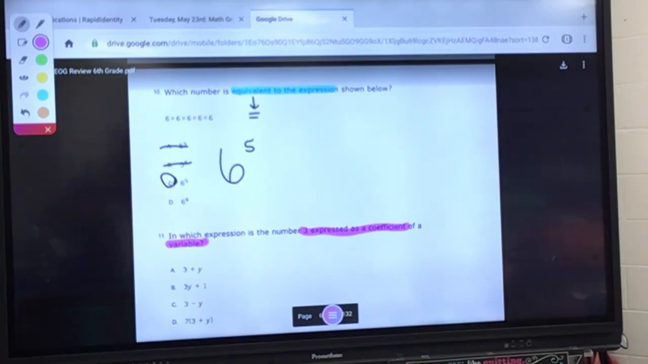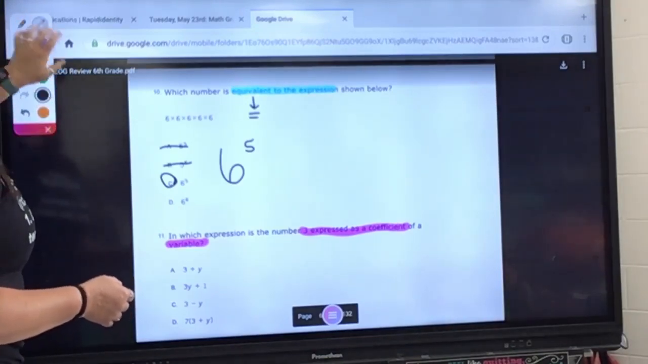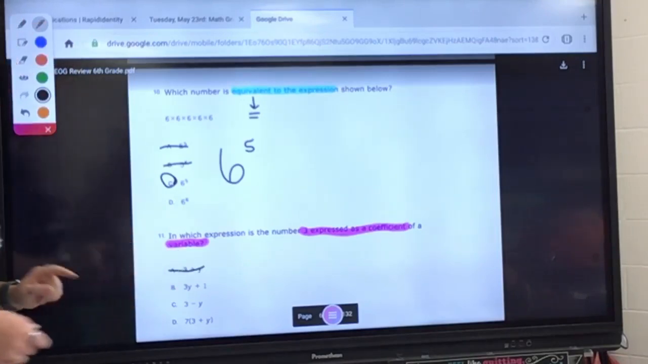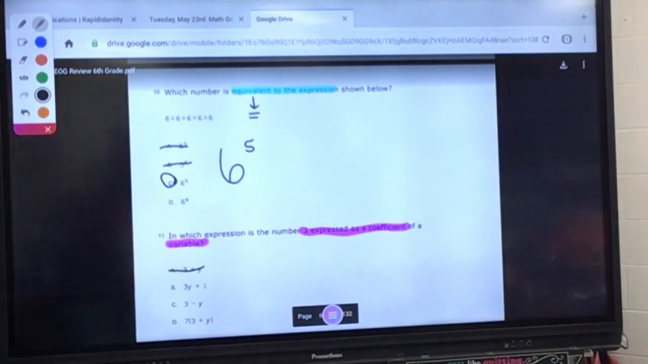So let's just do process of elimination. We're getting rid of A, 3 plus y. Lily? Because there is a plus sign in between the 3 and the y. Yes. What about 3y plus 1? Would we get rid of that one? Yeah. All right, so let's put a check because that's probably our answer, but we're gonna look.